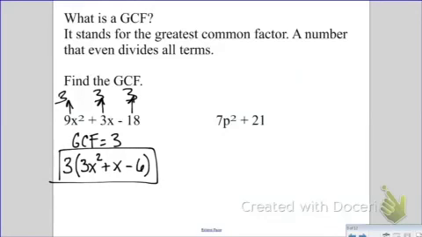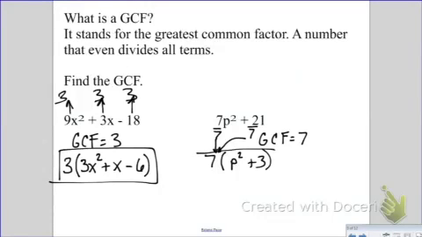Okay, and the other one, I look at the 7 and the 21, and I figure out that the GCF is going to be equal to 7. And so that means a 7 comes outside. And so what is 7 divided by 7? It's 1p squared. What's 21 divided by 7? That is 3. And remember, this 7 is going here. We don't write two 7s. The 7 is coming outside. So there we go. That is GCF factoring.